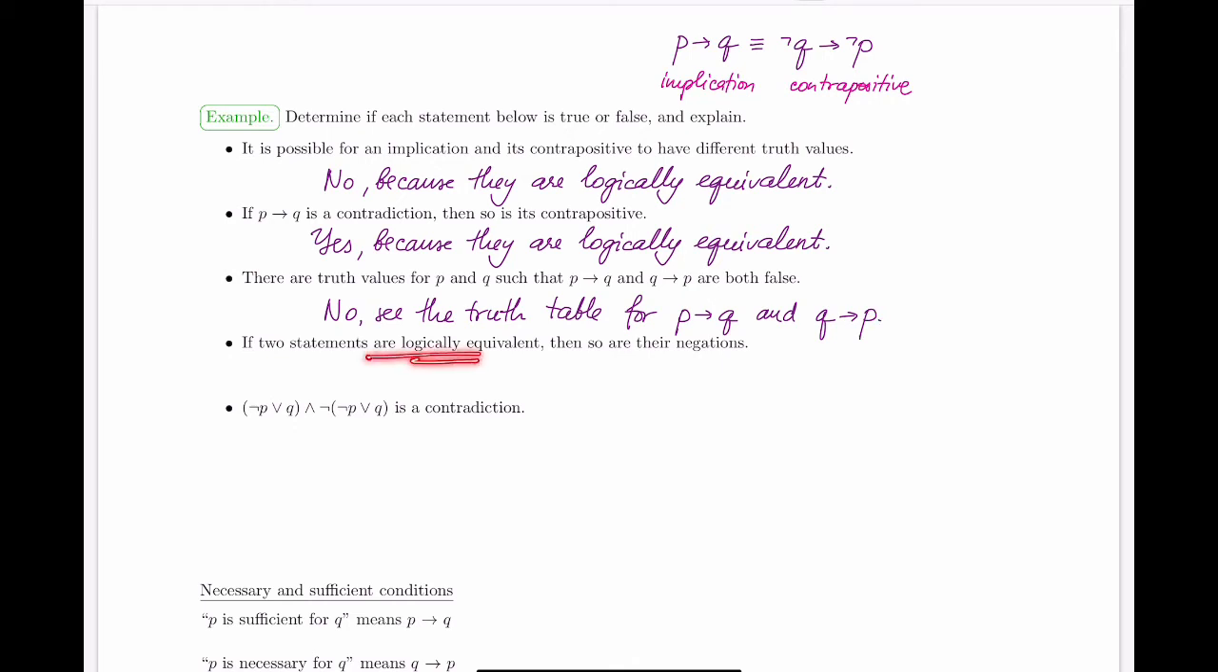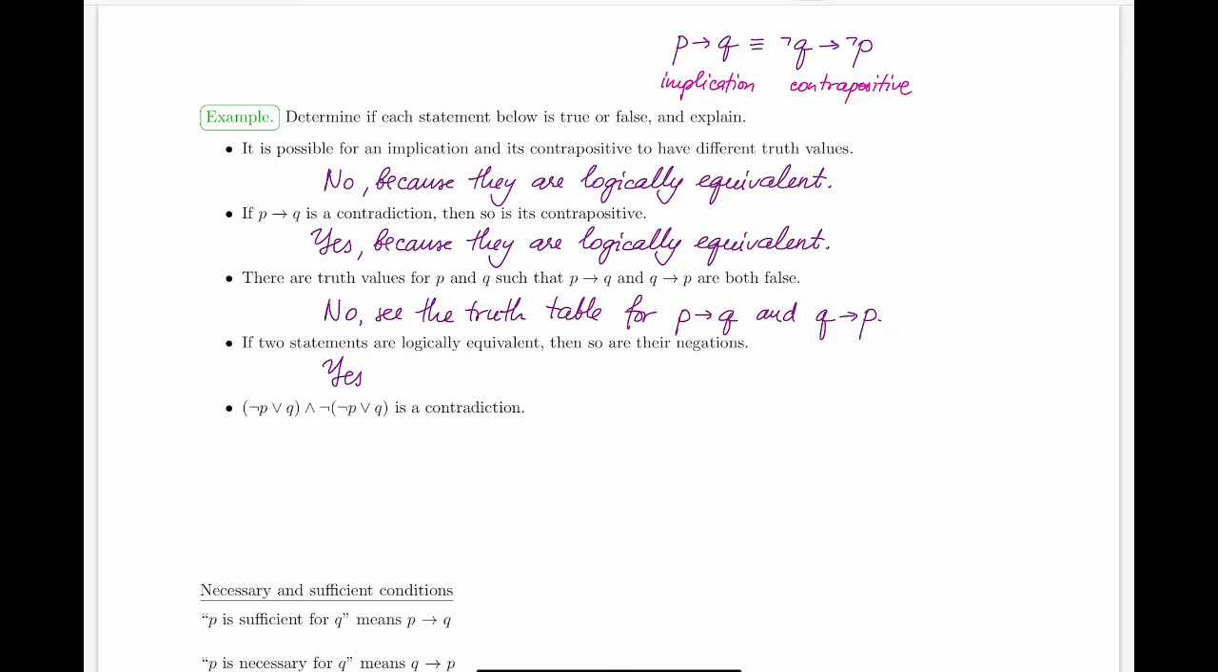If two statements are logically equivalent, then so are their negations. Logically equivalent means that their truth values are identical in the entire column. If we negate both of them, we flip everything, so the negations will have the exact opposite values, but they will be exact opposite in exactly the same way. So I'm going to write a short yes, and you can make up a sentence for the justification yourself.